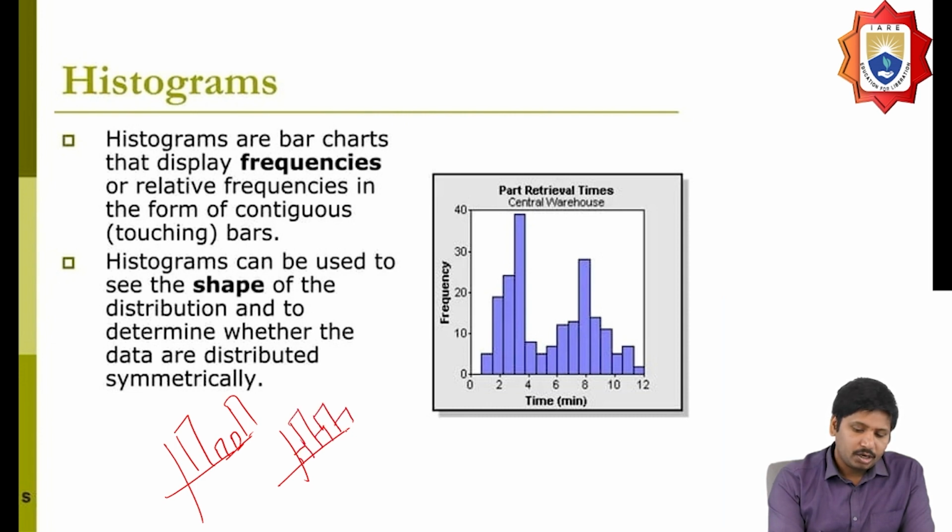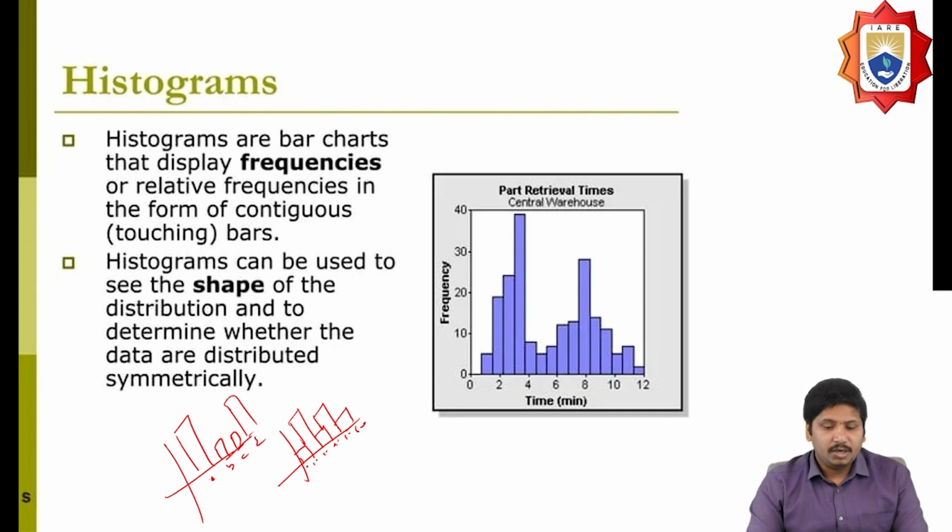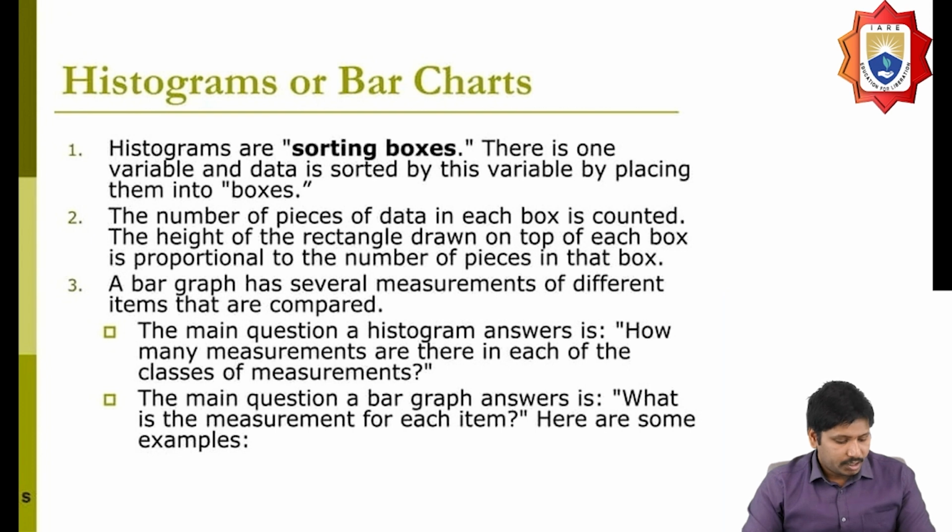At the same time, we can show the data for a particular variable. It shows the values in between the intervals. So that is the difference between the histogram and the pie chart. Histograms are nothing but bar charts or sorting boxes.